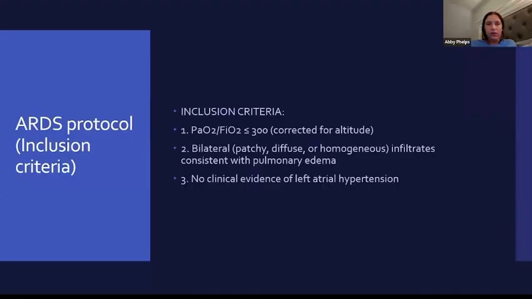So the inclusion criteria for ARDS is a PaO2/FiO2 ratio of less than or equal to 300. Your patient needs to have bilateral patchy infiltrates consistent with pulmonary edema and no clinical evidence of left atrial hypertension.